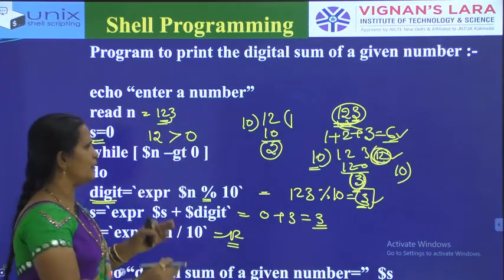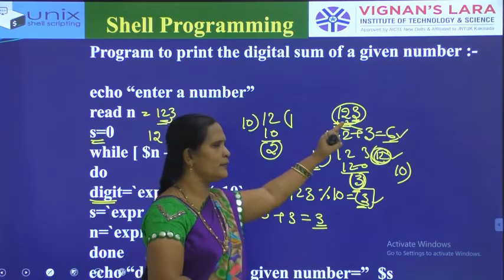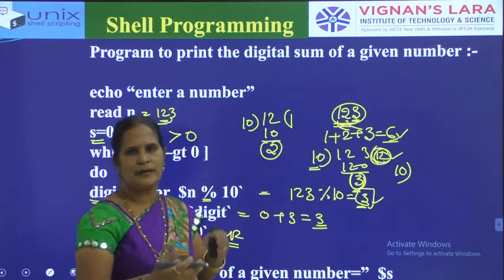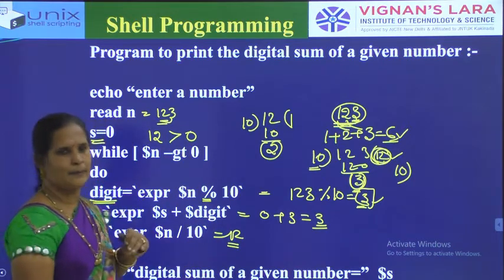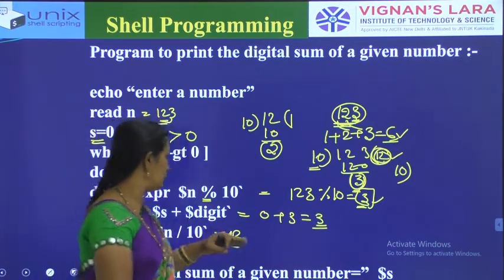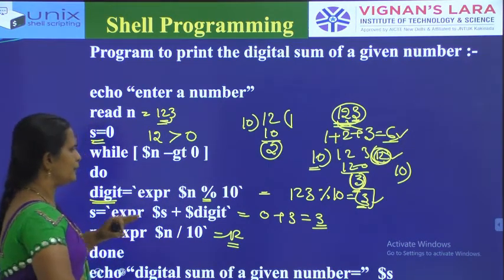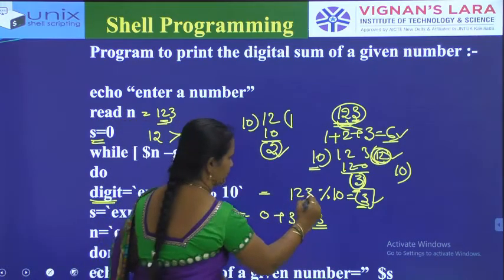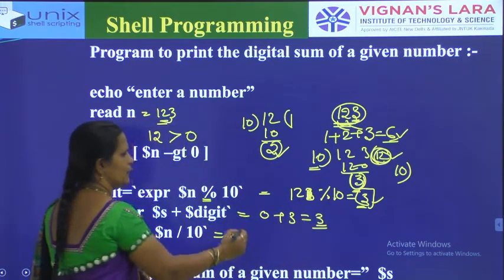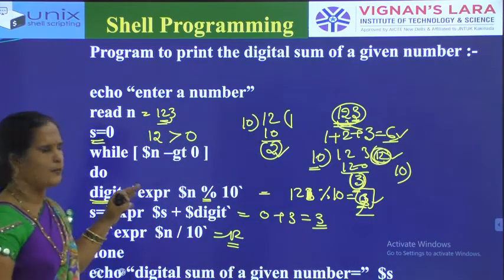Each and every time we are getting one digit. In order to get the digit, we have to divide that number and get the remainder. In order to get the remainder, we use the percentage symbol. In order to get the quotient, we use the slash symbol. Now the digit value is 2. This 2 is stored in the digit variable.